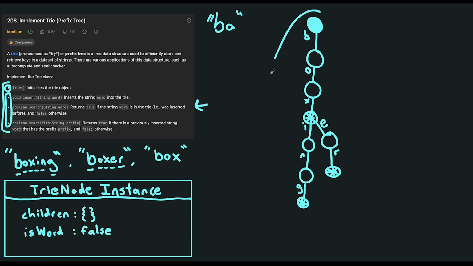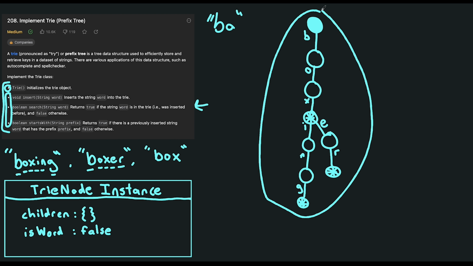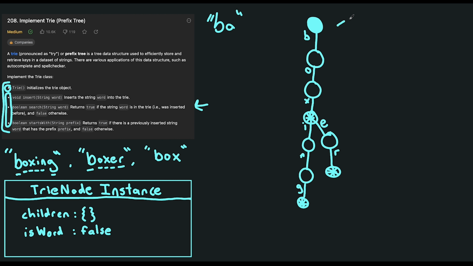Does the try have a prefix of bow? And as we can see, it does. But the point of this is, we'll do the exact same thing we just did with search. We'll say, hey root, do you have B key in your children hash map? Yes. And this is an O, by the way, not an A. So O.